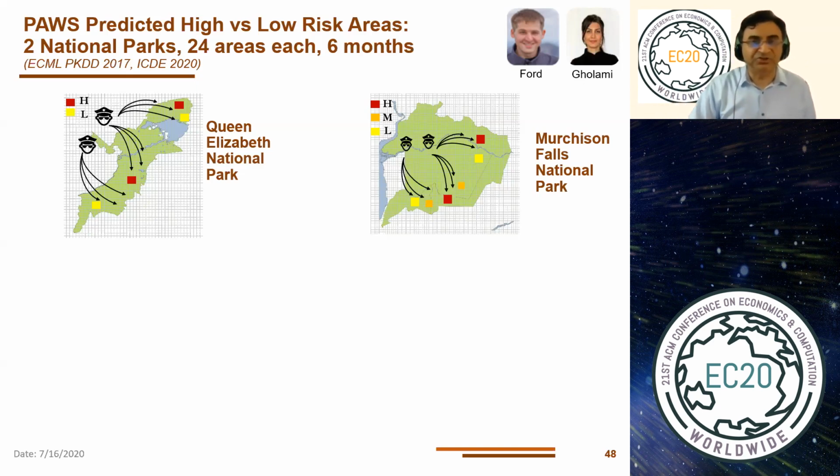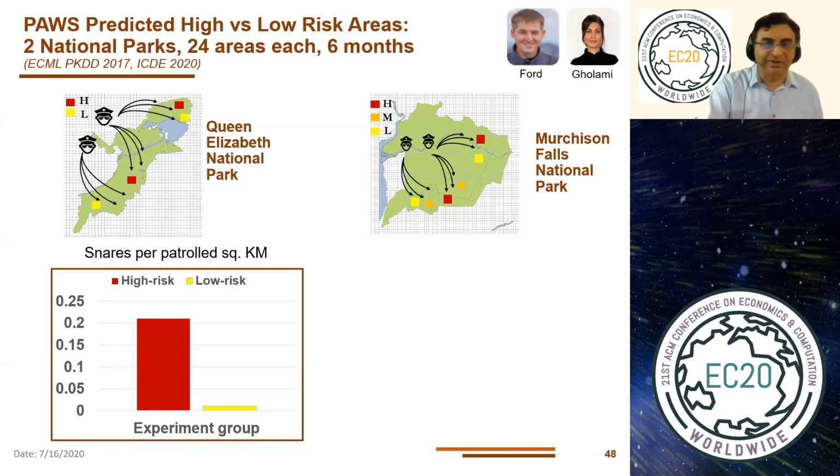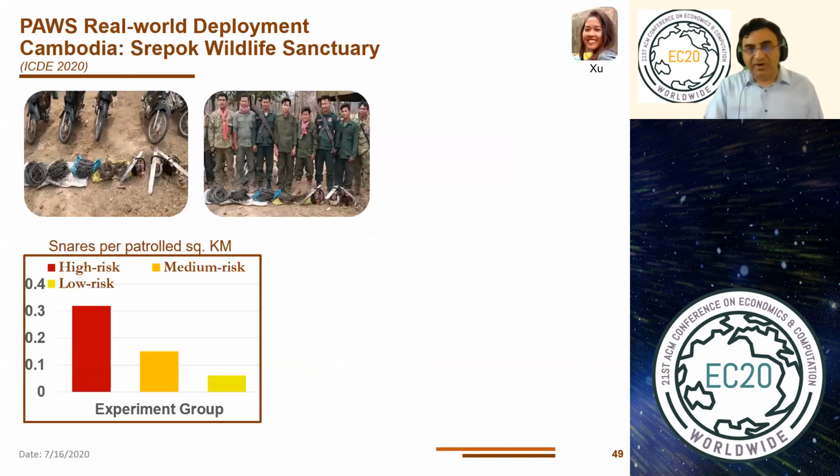And indeed, we are able to show that our model works quite well in making predictions. Where we said they were high risk, more snares were found, and less when we predicted low risk. Same thing in Murchison Falls, where we predicted high risk, more snares were found. Here we've said high, medium, and low. In fact, the work has been continuing in other parks, like in Cambodia, Srepok Wildlife Sanctuary. Here's snares that have been found based on our predictions. Again, our predictions of high, medium, and low, you can see that they match. Where we predict high risk, more snares are found.